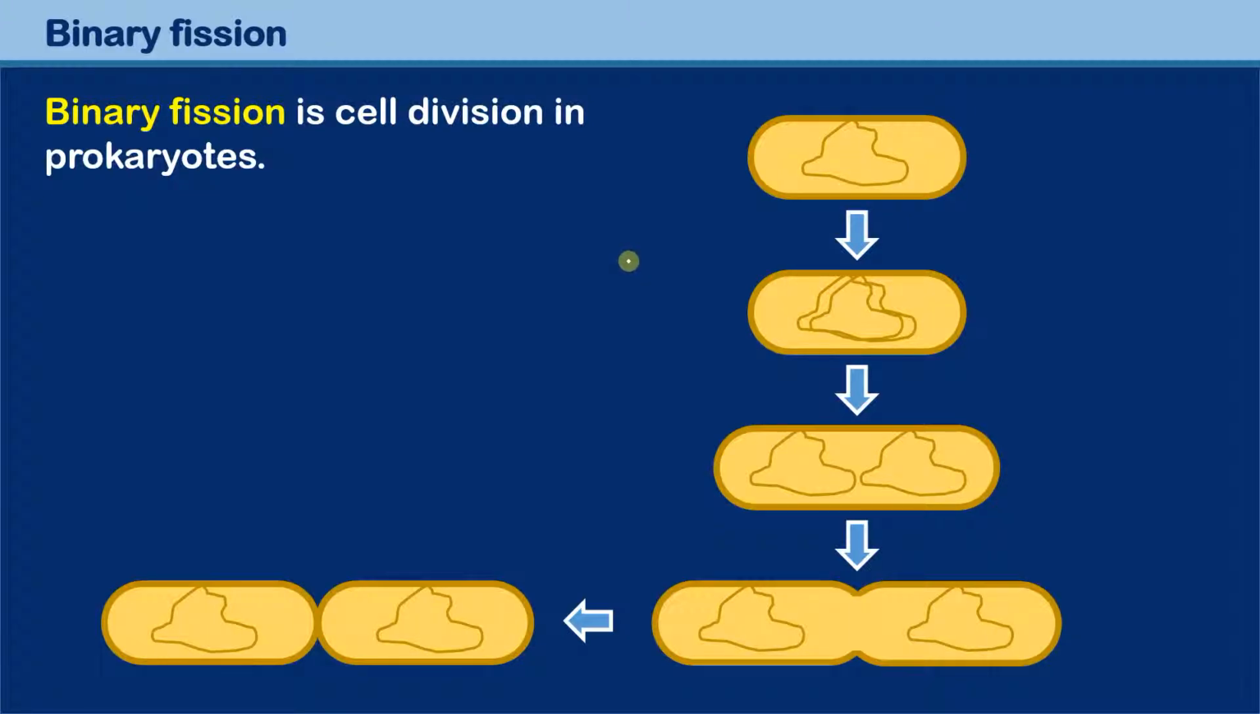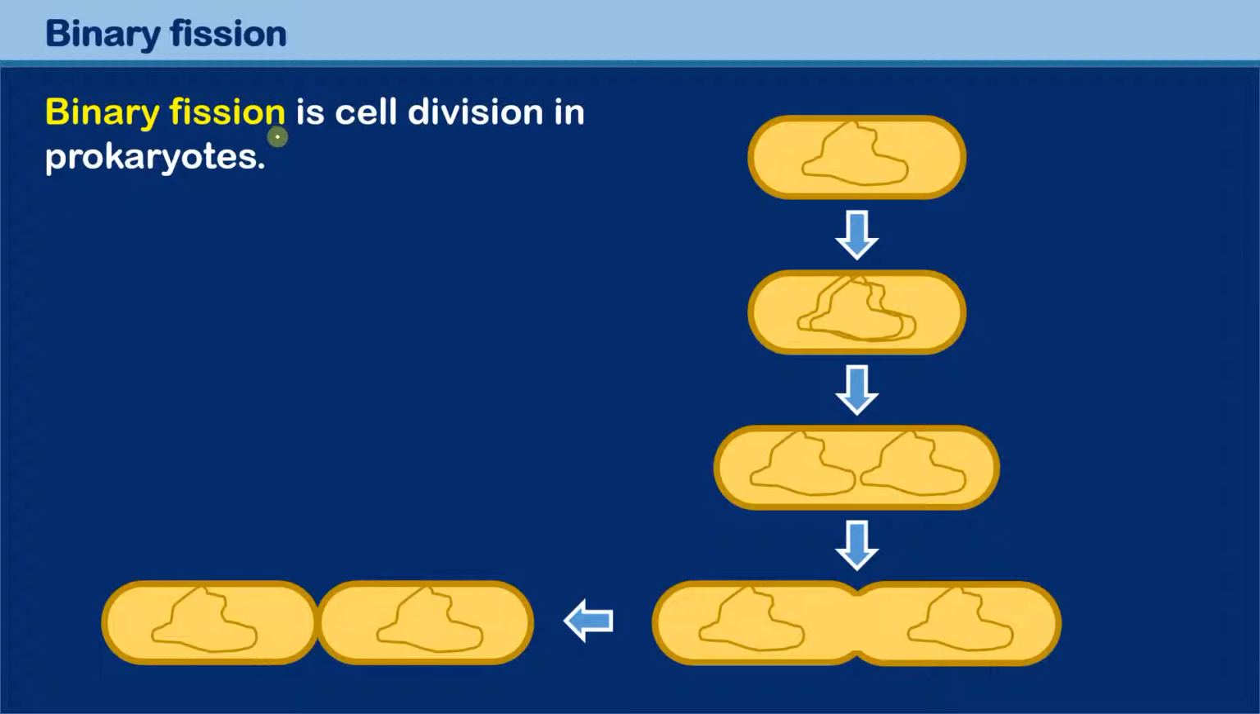Prokaryotes, just like all cells, divide by cell division. However, prokaryotes divide differently than eukaryotic cells. And the cell division in prokaryotes is called binary fission.